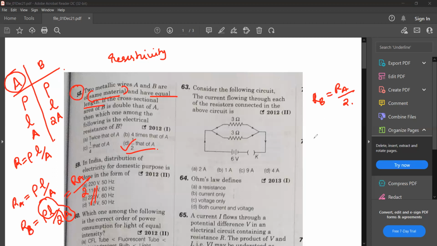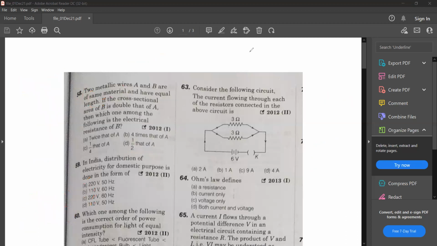Okay, so understand we have R is equal to rho L by A, isn't it? That means resistance is proportional to length. Resistance is inversely proportional to area of cross section. That means if area of cross section is increasing, resistance is coming down. So here area of cross section for B is double that of A. So resistance should be half because they are inversely proportional. Okay, so moving to the next question.